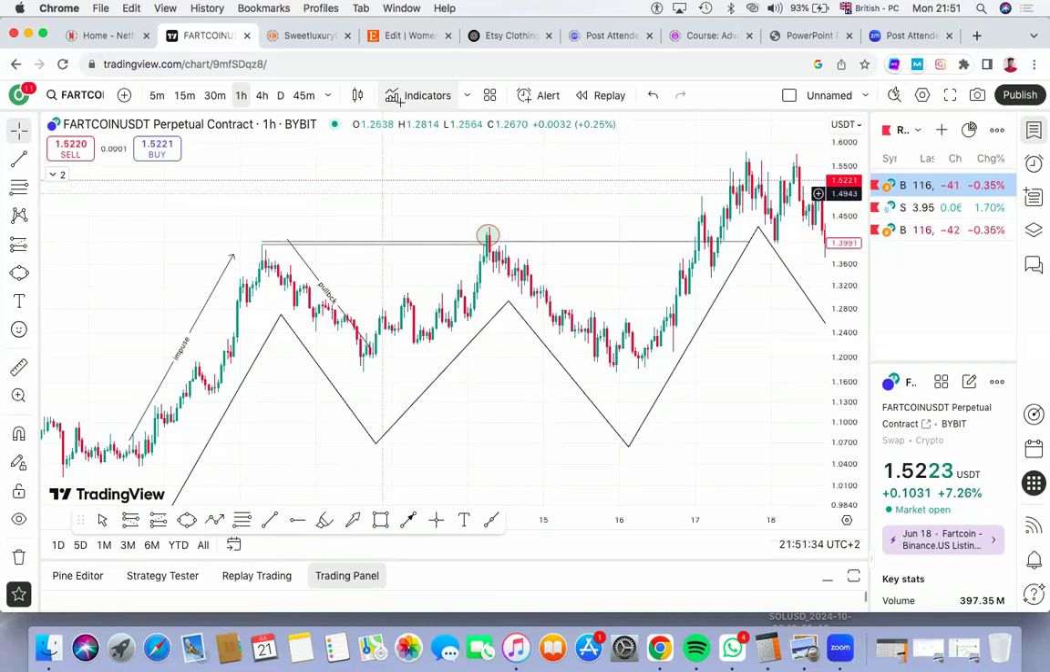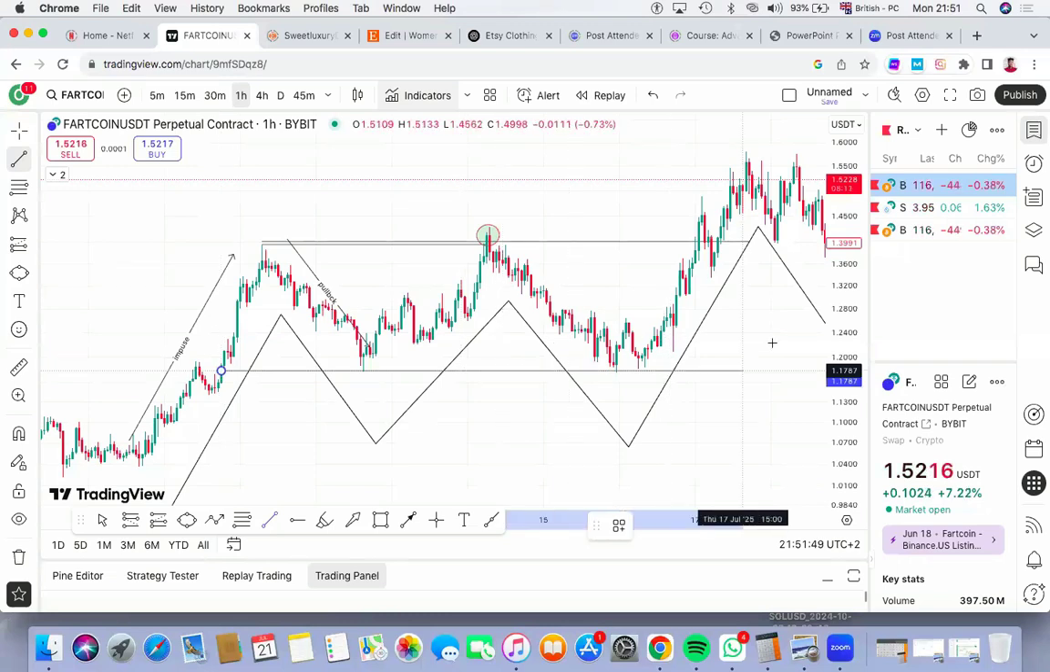So I will consider this as a consolidating market, a ranging market, right? So this is not a good trade for us. In fact, this market later broke out, right? So this is a ranging market.